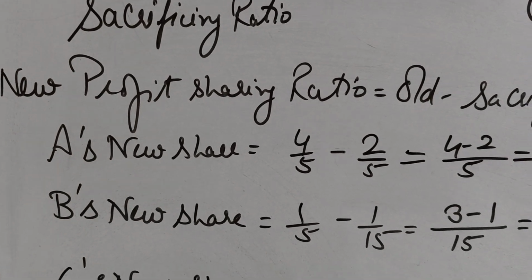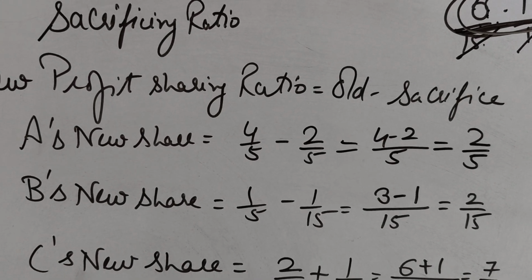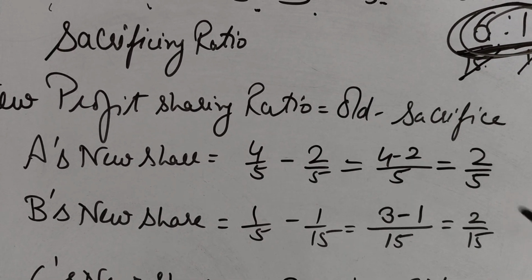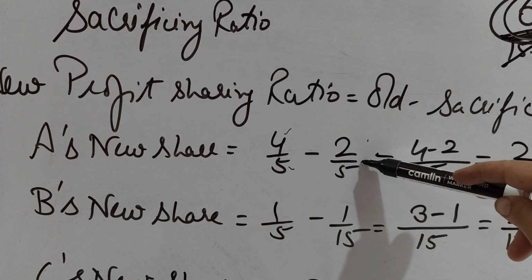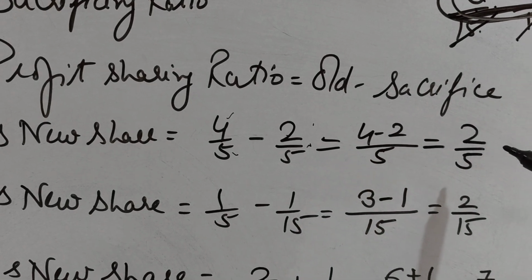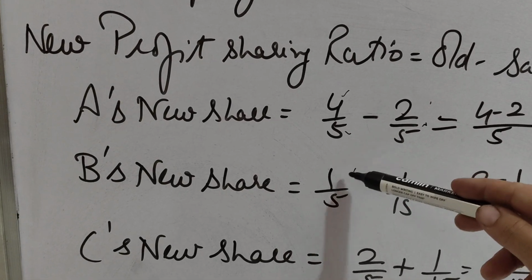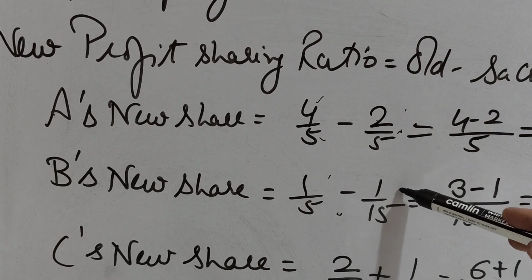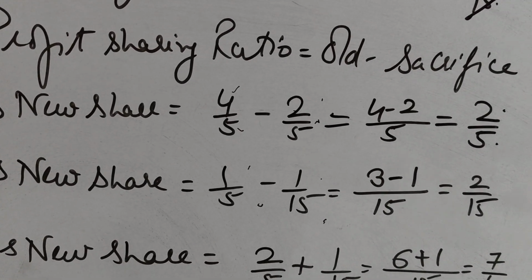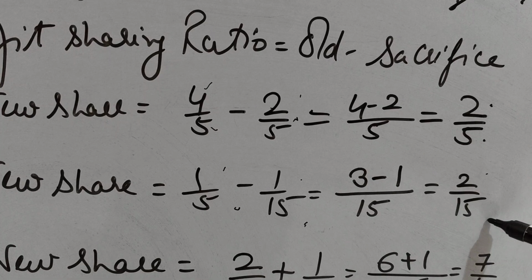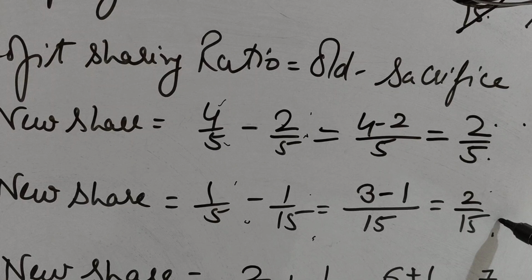For the new profit sharing ratio, the formula is old minus sacrifice. Now A's new share: old share was 4 by 5, and his sacrifice was 2 by 5. After deducting, we got A's new share as 2 by 5. For B, the old share was 1 by 5 and the sacrifice was 1 by 15. Taking LCM, we got 2 by 15. So A's new share is 2 by 5 and B's new share is 2 by 15.